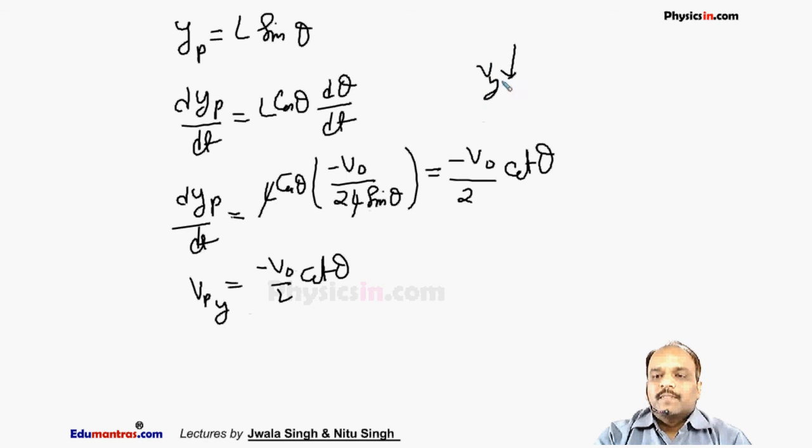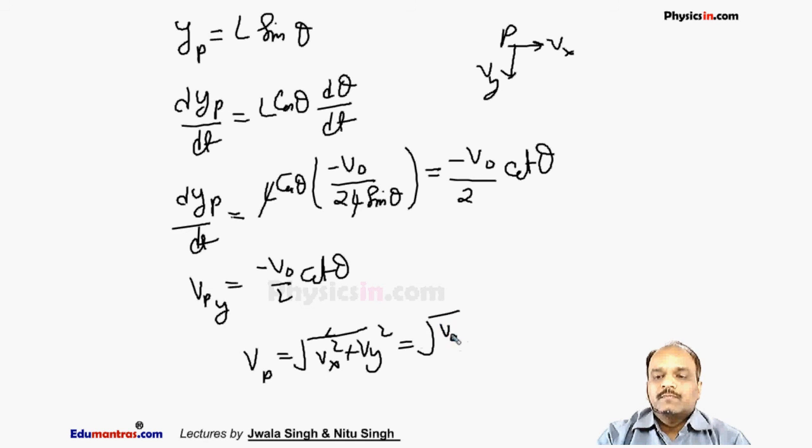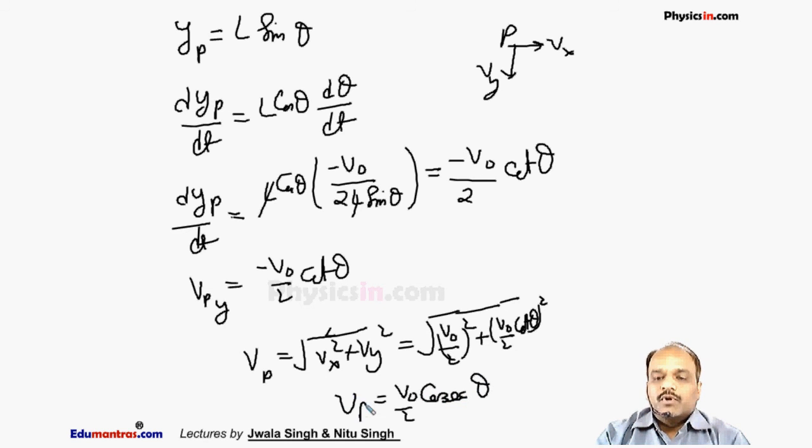So this is your Vy and this is your Vx of point P. So we can say the speed of point P is root over Vx squared plus Vy squared, which comes out to be root over (V naught by 2) whole squared plus (V naught by 2 into cot theta) whole squared. So this comes out to be V naught by 2 into root over 1 plus cot squared theta, and we know 1 plus cot squared theta is cosec squared theta, and root of cosec squared theta is cosec theta. So this is the speed of point P, and this is the final answer.